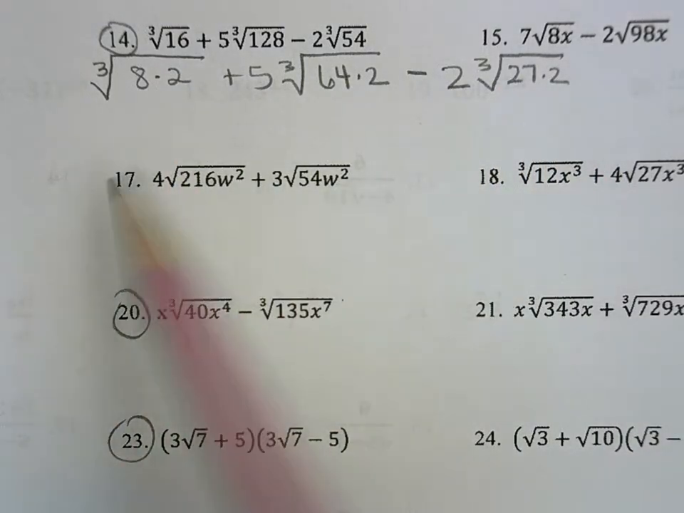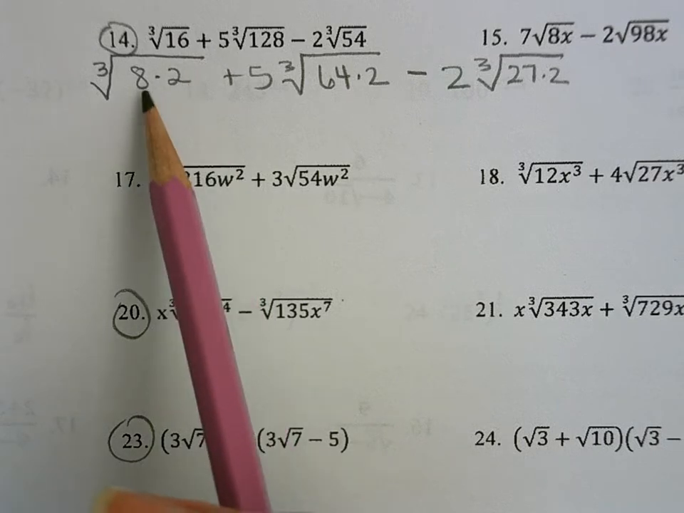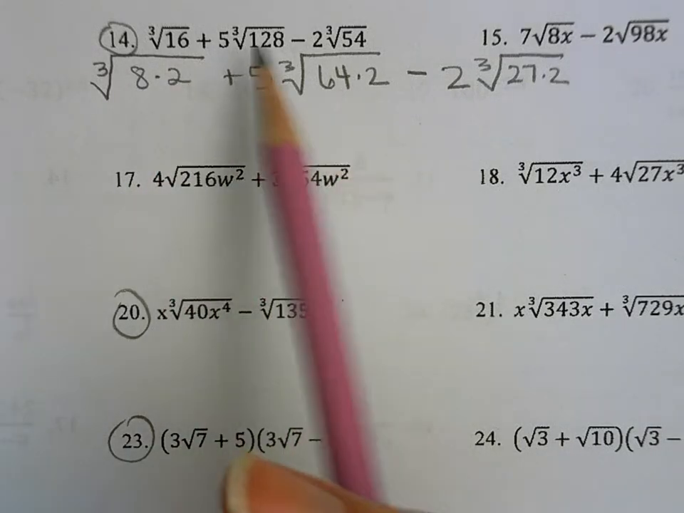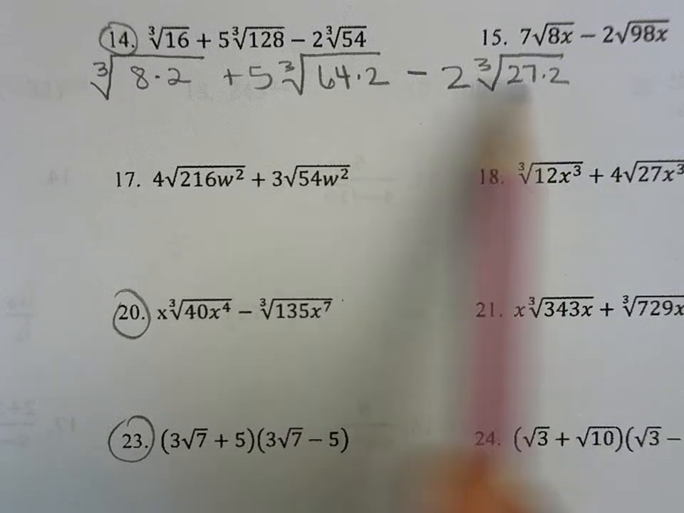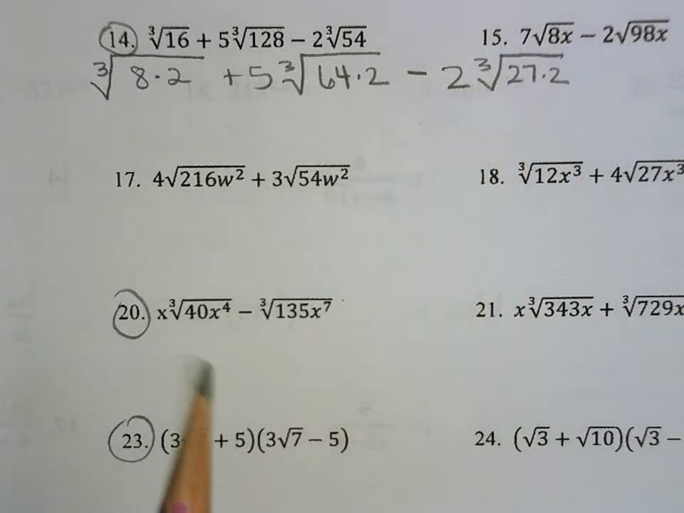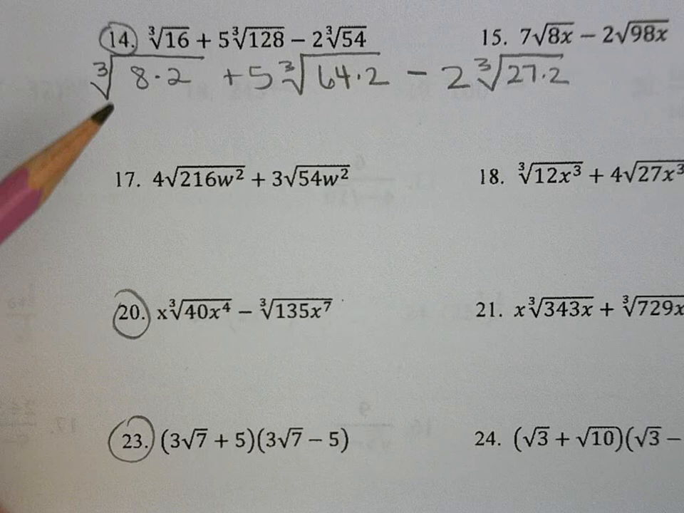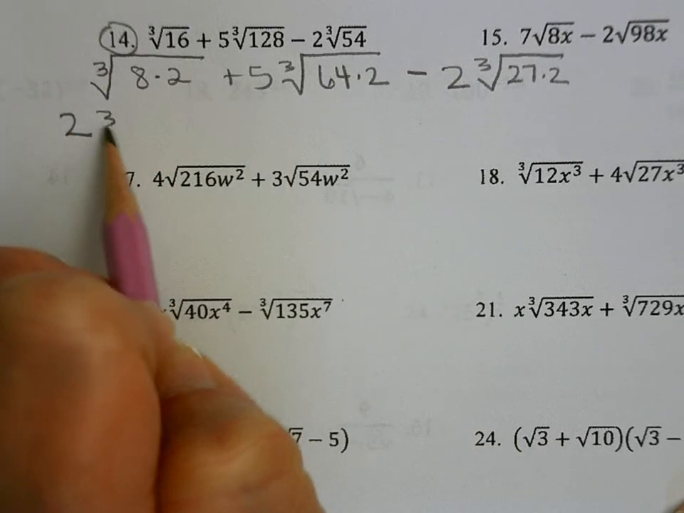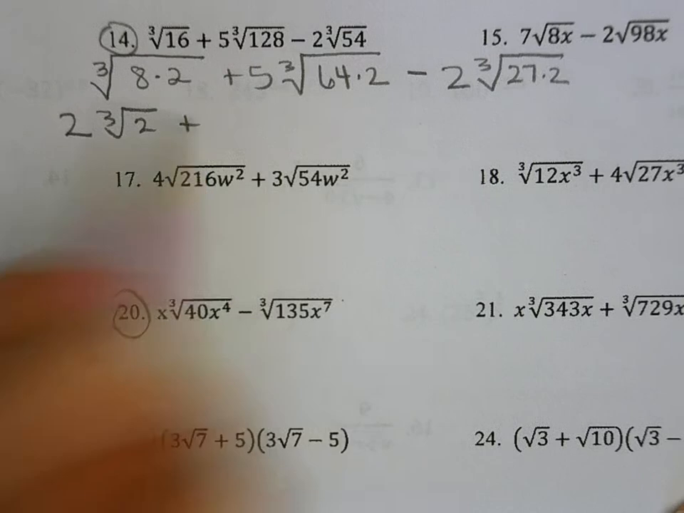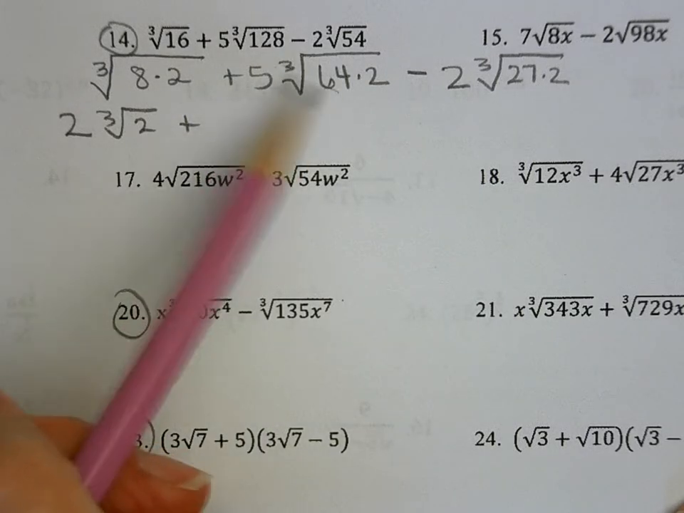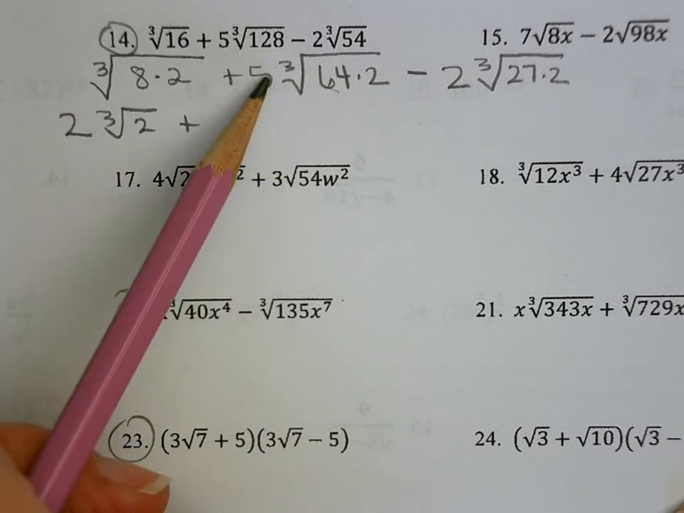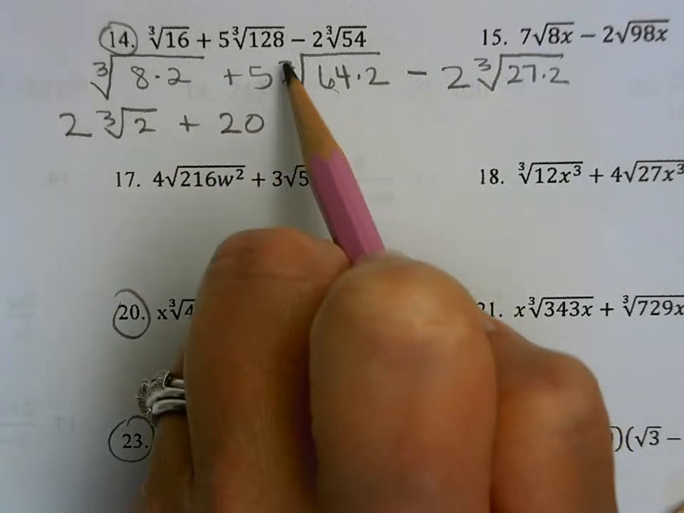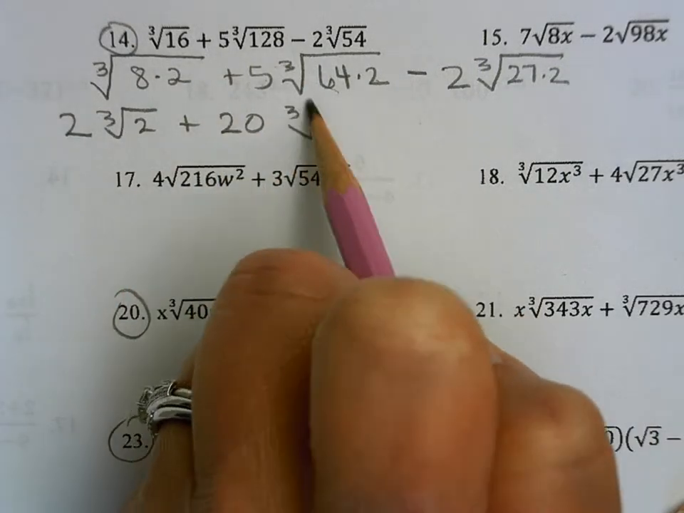So again, I know my cube roots pretty well. For example, 8 goes into 16. I know 64 is a cube, and it goes into 128. And I know 27 is a cube, and it goes into 54. So then I'm going to break it down. The cube root of 8 is 2, but I don't know the cube root of 2. And then the cube root of 64 is 4, and I already have a 5 here, so 5 times 4. And then I don't know the cube root of 2.